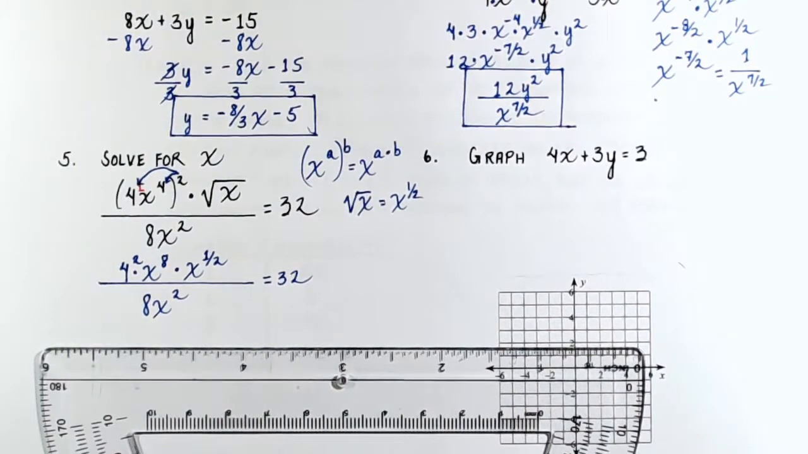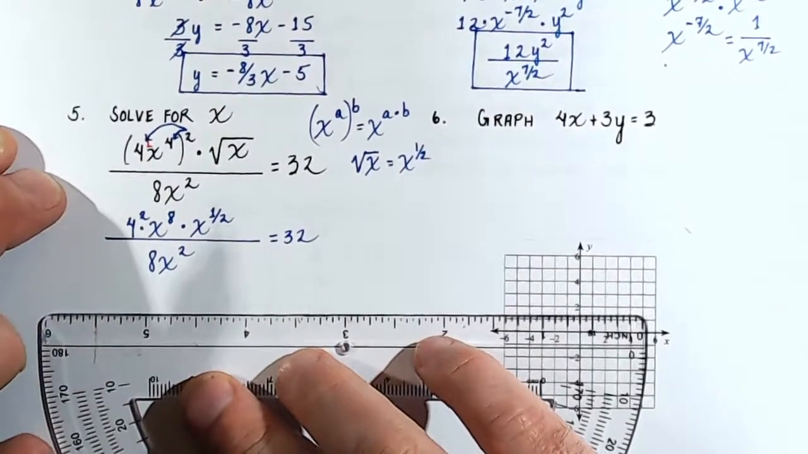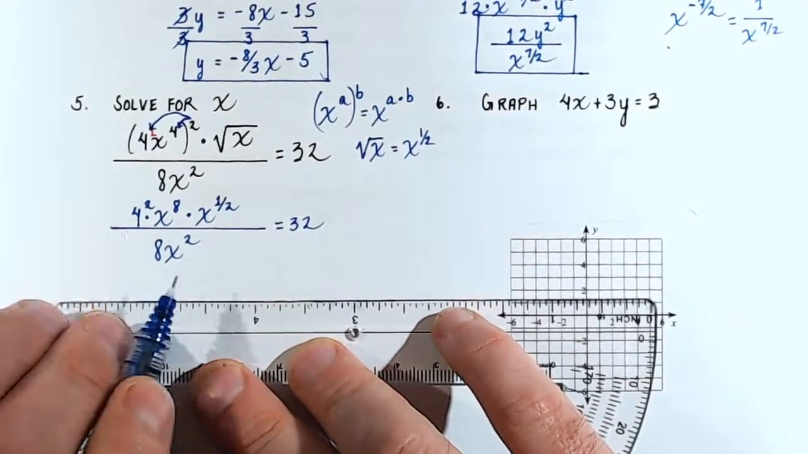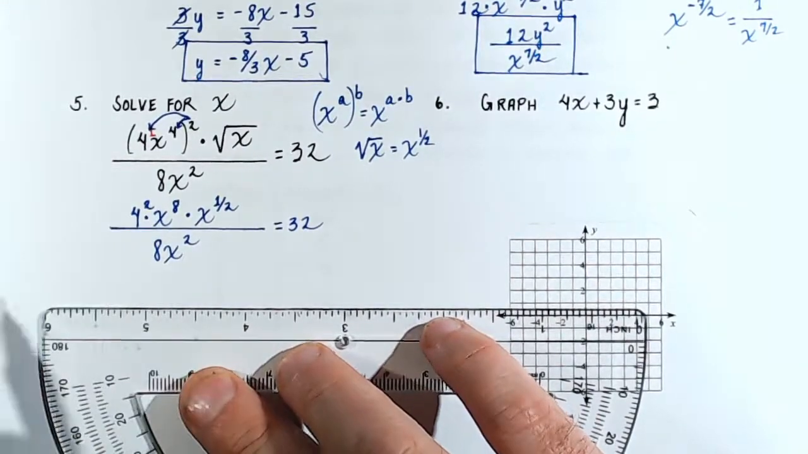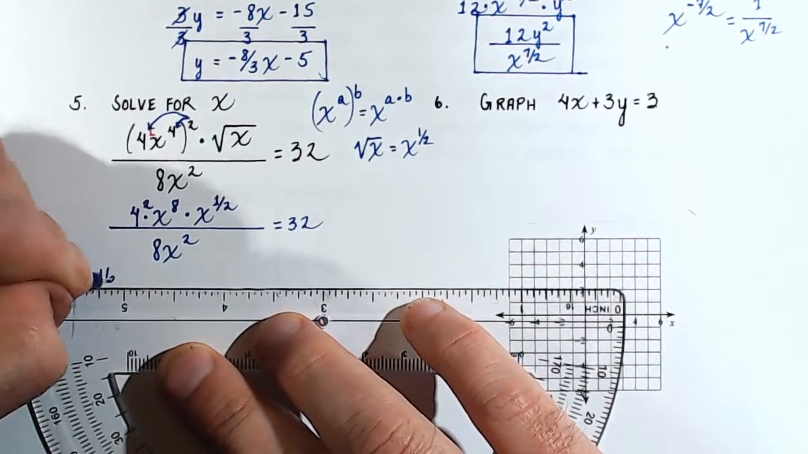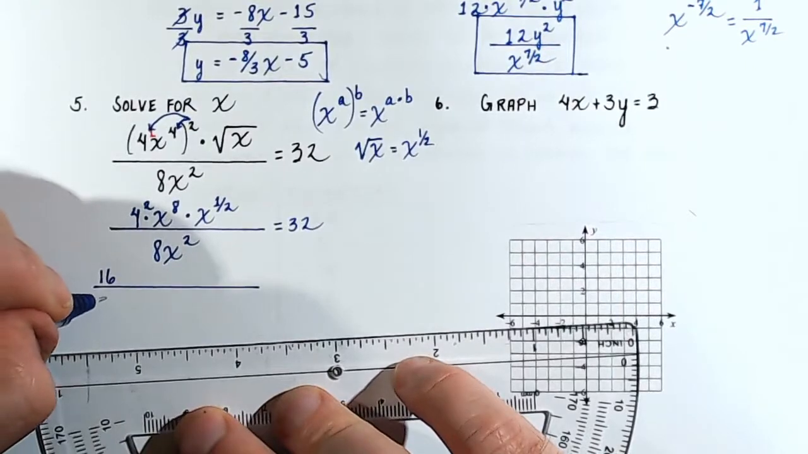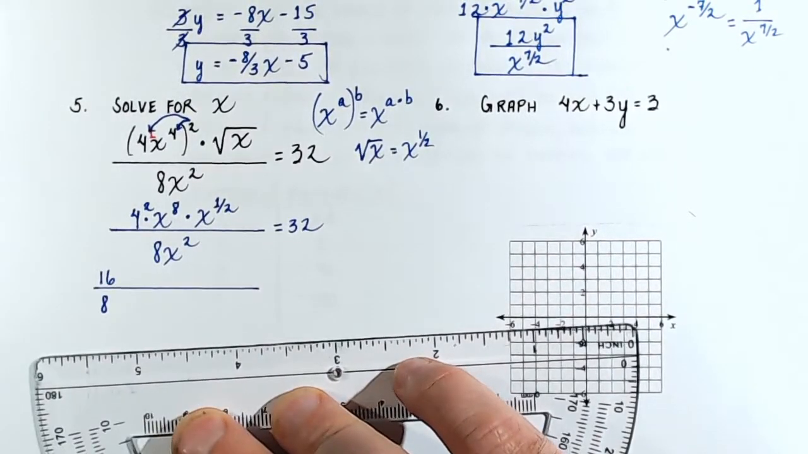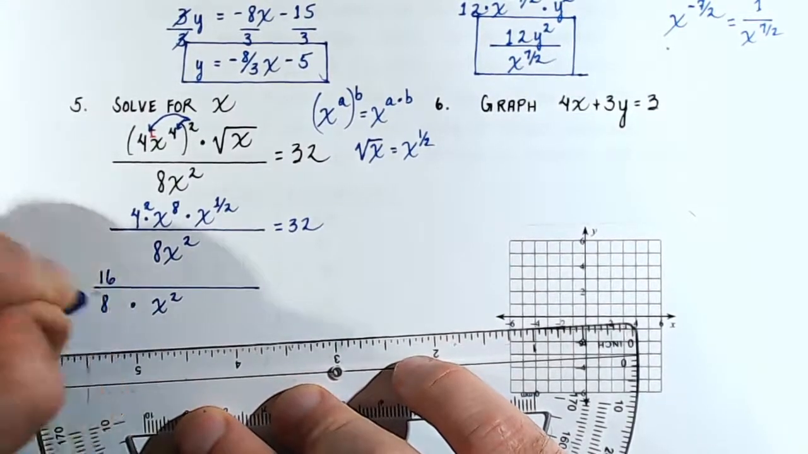Okay, so now I need to bring some of this stuff out. I need to reorganize my situation here so I know what I'm dealing with. First, I need to pull these numbers out and deal with them on their own. 4 squared is 16, so out here I'll write 16. We'll deal with this fraction. And then over here I'll write the 8. We'll be able to simplify that in a minute. Right here I'll put the x squared. These are multiplied together.